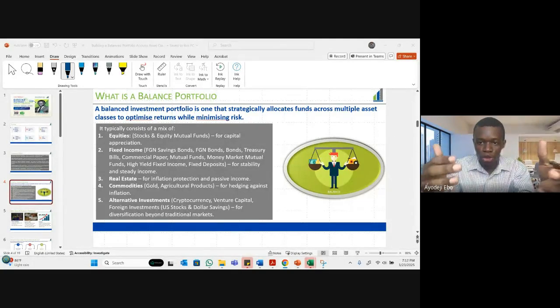But how do you get to a level where you are able to optimize across different asset classes? Especially for most people on this call, we have Nigerians in the diaspora, even in the group. We'll look at how you can balance your portfolio across equities. So you will see that sometimes when you look at the recommendation, I put allocations.